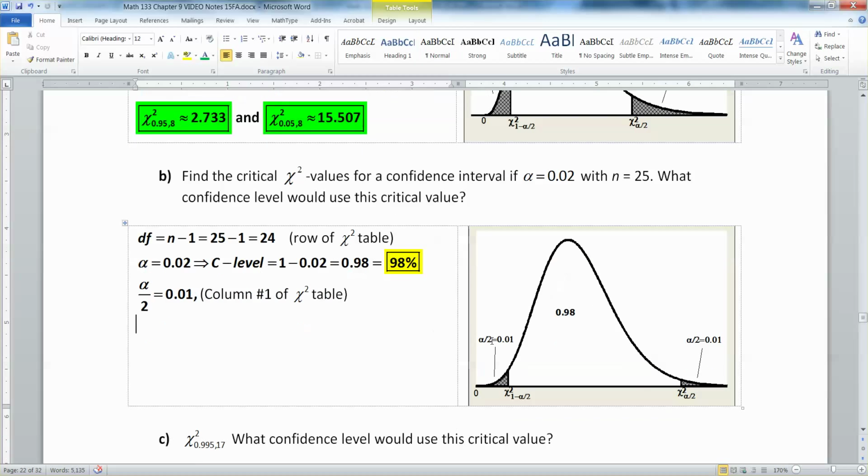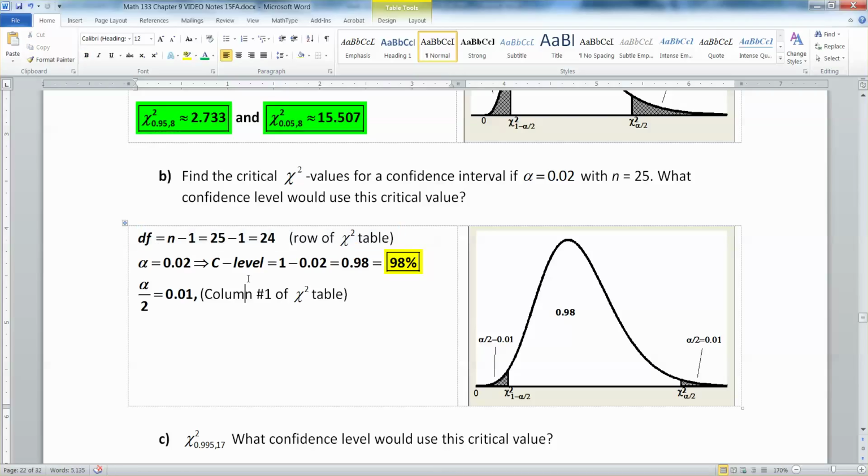Okay, so here I've drawn the picture. I've got 98% in the middle. Now, where is that coming from? So remember that if your alpha is 0.02, the confidence level is the complement of your alpha. So you take 1 minus 0.02, which gets you 0.98, which means 98% in the middle. Oh, and by the way, our degrees of freedom is 24 because you take 25, take away 1. Right, so that's not too hard.